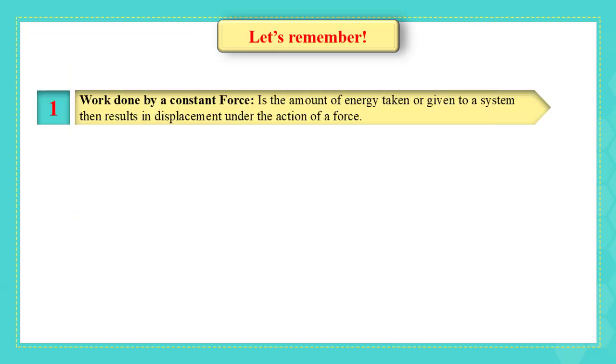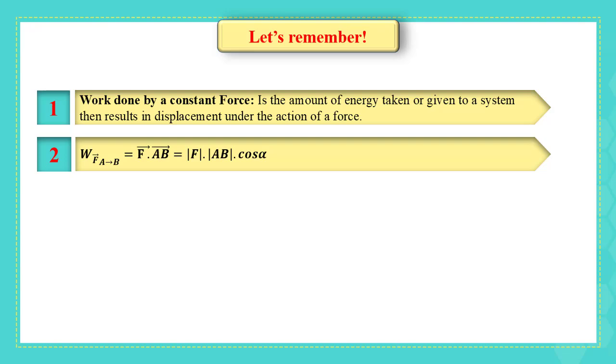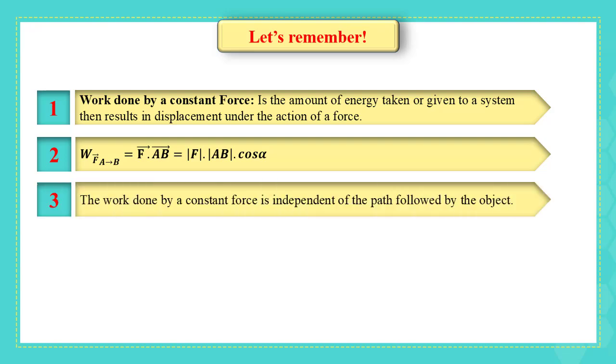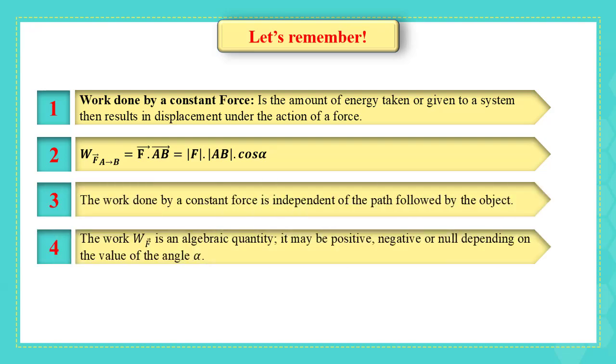We said that the work done by a constant force is the amount of energy taken or given to a system that results in displacement under the action of a force. The work done by a force between A and B is given as the magnitude of F, the magnitude of AB, cosine alpha, which is the angle between F and AB. The work done by the force is an algebraic quantity. It may be positive, negative, or null, depending on the value of the angle alpha.